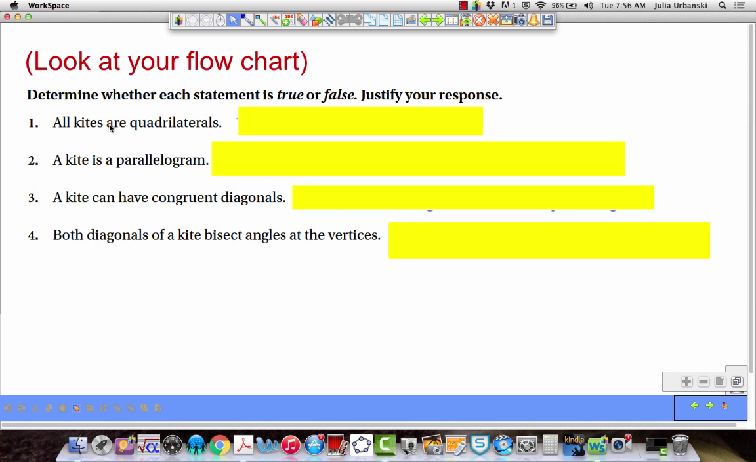Let's try this one. All kites are quadrilaterals. Quadrilaterals, four sides. True or false? True. They're all in the quadrilateral family. It says to justify your response, so I just wrote a short thing there. They have four sides, just like all quadrilaterals.